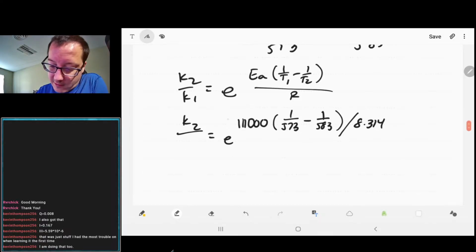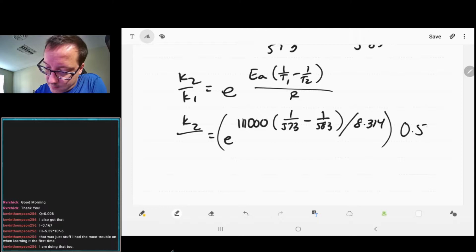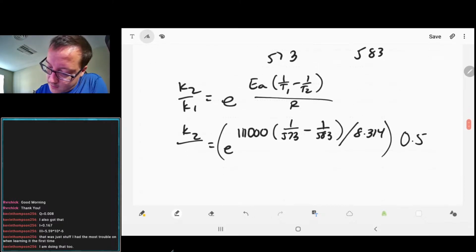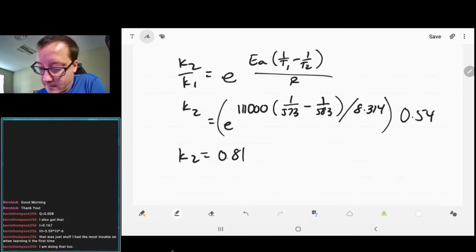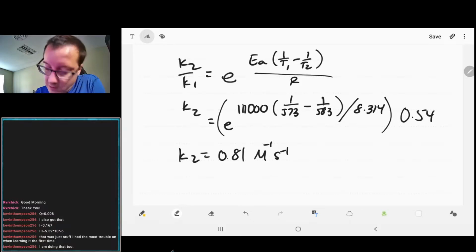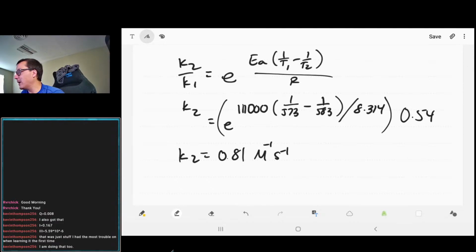Or just take all this and multiply it by 0.54. And so K2 is going to be, I don't want to calculate it, but I have the answer. It's 0.81 per molar per second. So there we have it. So just math, but let's see if there's ways we can kind of finagle this.